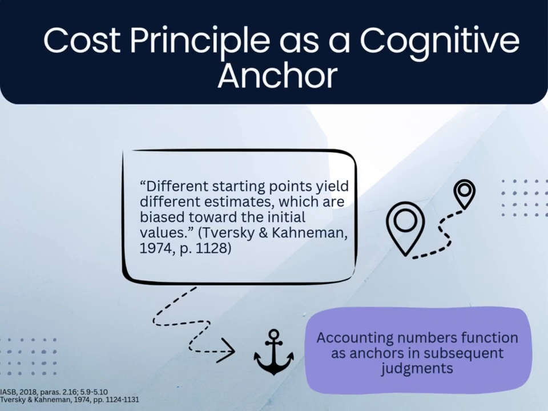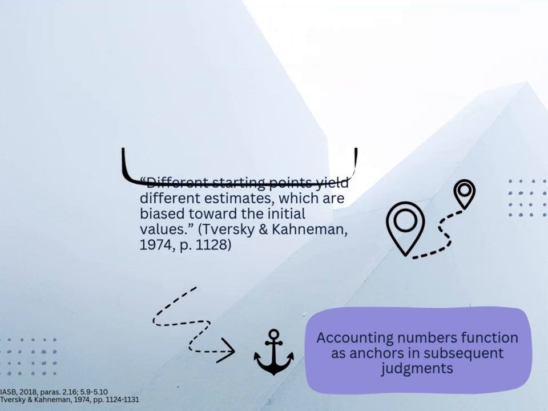Tversky and Kahneman show that people rely strongly on initial numbers when making later judgments. They say different starting points yield different estimates, which are biased toward the initial values. In accounting, historical cost values can act as such anchors, shaping how investors, managers, or auditors assess performance and value.